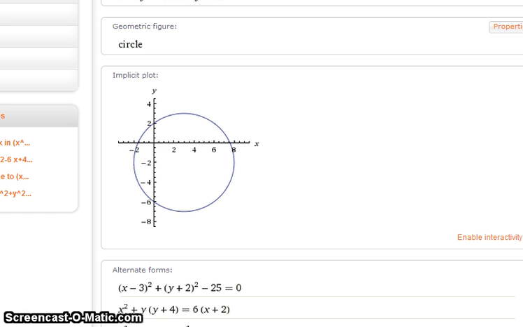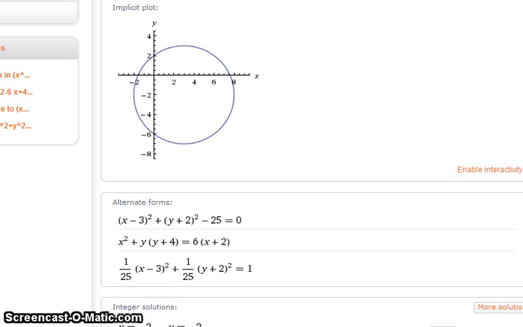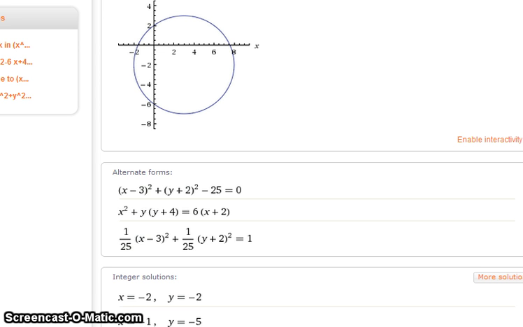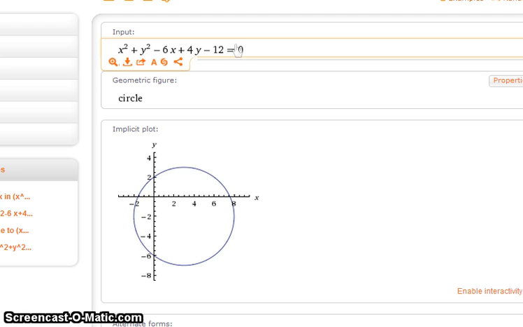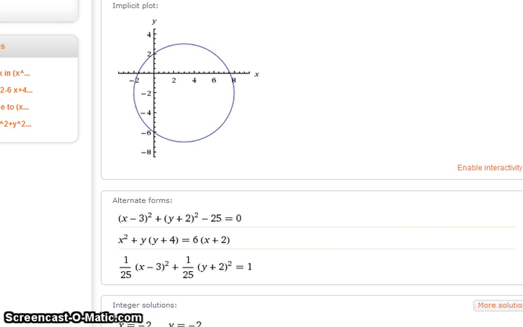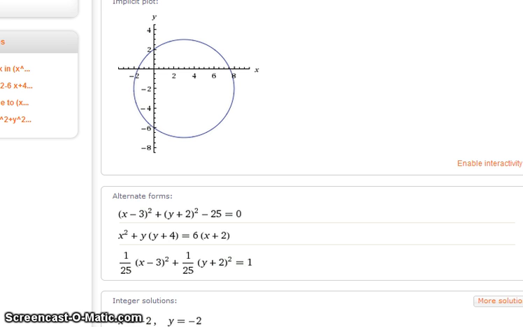It looks like the circle is right around, I don't know what that is, maybe 3, -2 or something like that. But more importantly, down here, it gives me alternative forms of the same equation. So these three equations here all are different ways of writing the equation up at the top. The one that looks most like the form that we learned about in the last video is this first one. From here, all we'd have to do is move this 25 over to the other side, and it would be pretty clear that the center is 3, -2, just like I guessed, and the radius is 5.